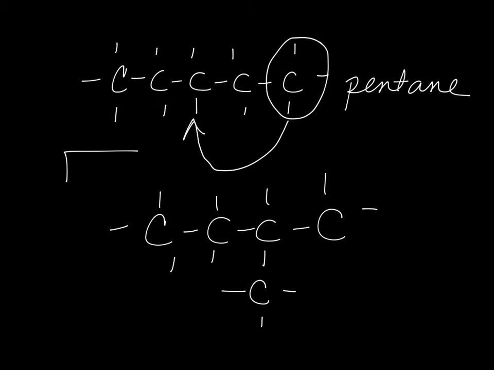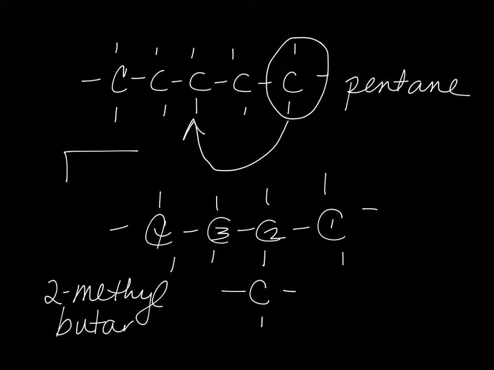So now, if I number this, this now is 2-methylbutane. So these are isomers of one another, because this is C5H12 and this is also C5H12. And you're actually going to do a lab on the isomers of heptane.